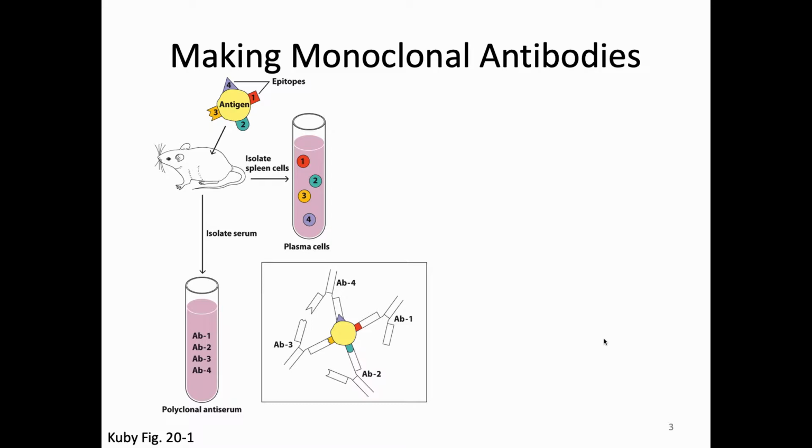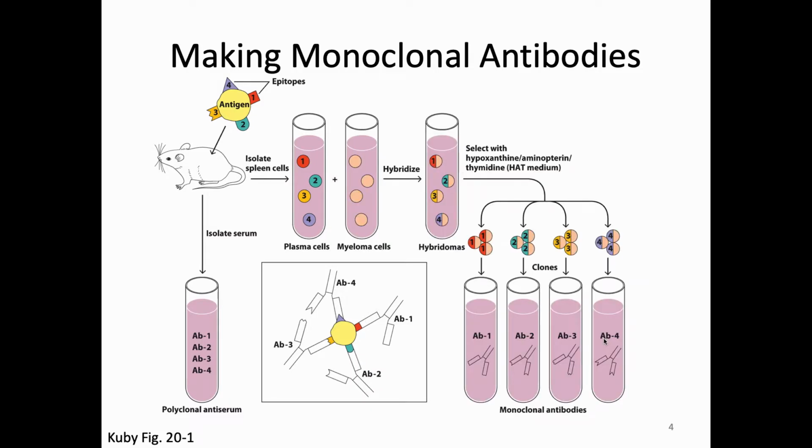So instead, what was done, and the people who figured this process out won the Nobel Prize, is that those spleen cells are then fused with a cell line that is immortal. So we use a chemical that will actually fuse together the spleen cell with an immortal cell known as a myeloma cell. And so you will get these fused cells. You can see that there's a cell at the top that's a fusion of the spleen cell number 1 and a myeloma cell. Number 2 is a fusion, number 3, number 4. Because they are fused, because they are hybrid cells, we call this making a hybridoma.